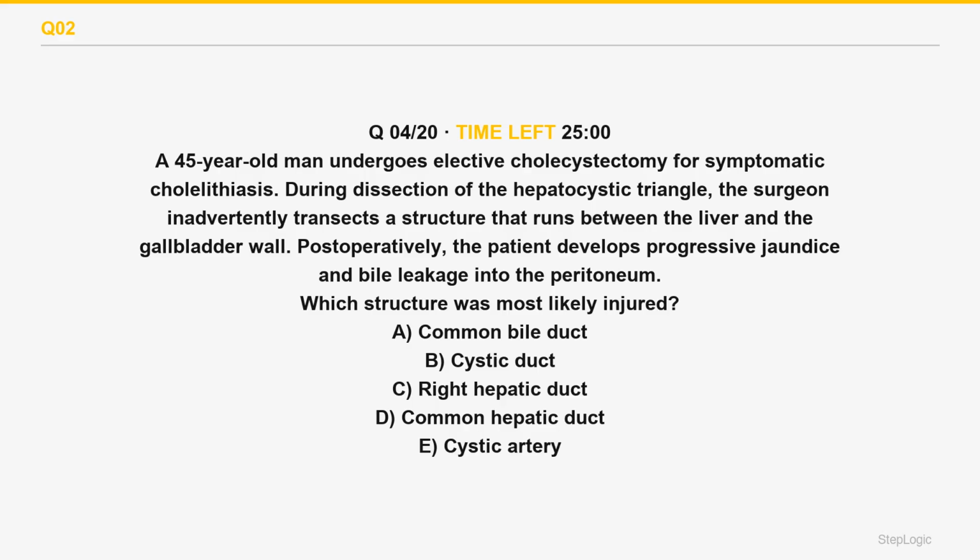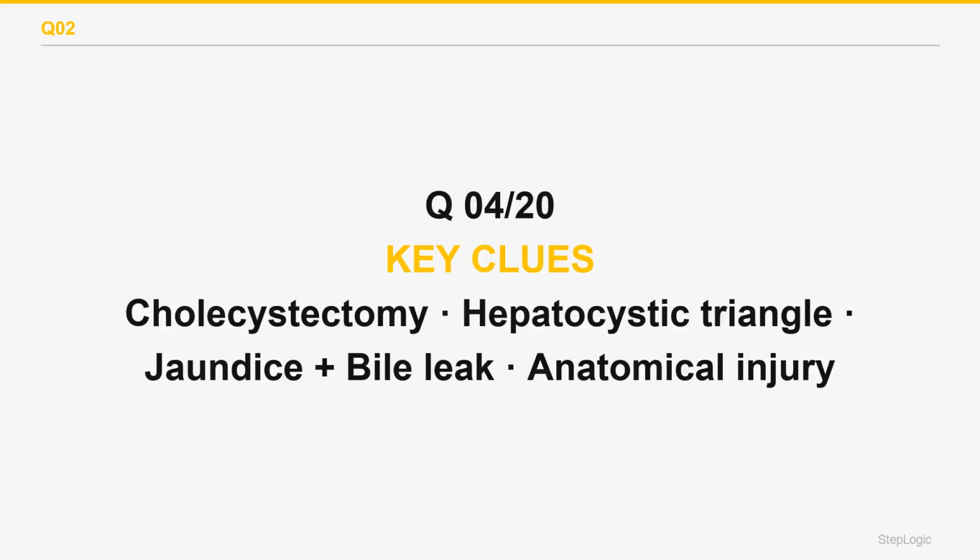Read the command. Which structure was injured? This is a laparoscopic cholecystectomy complication, bile leakage and jaundice. Two things happening. Jaundice means the main biliary drainage is compromised. Bile leak means there is a biliary connection open to the peritoneum.